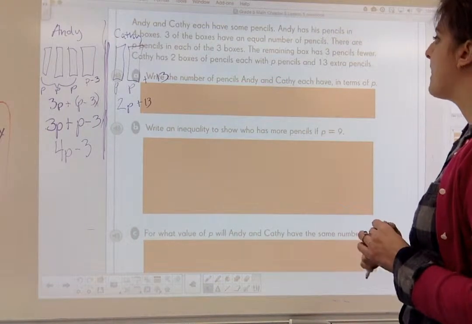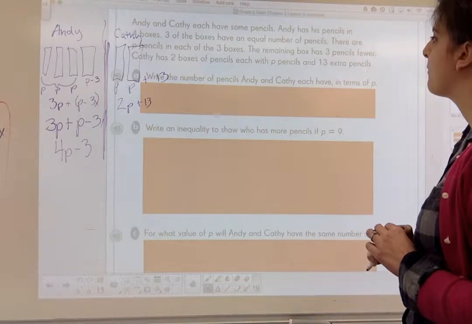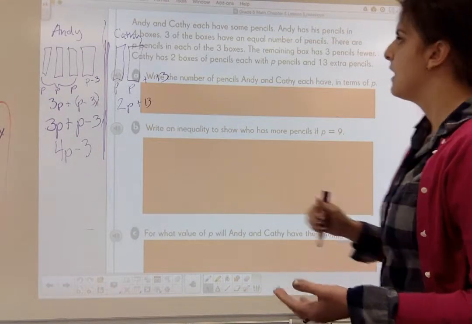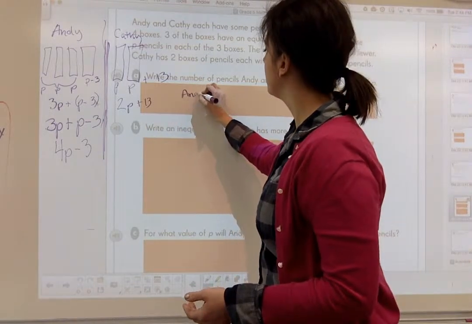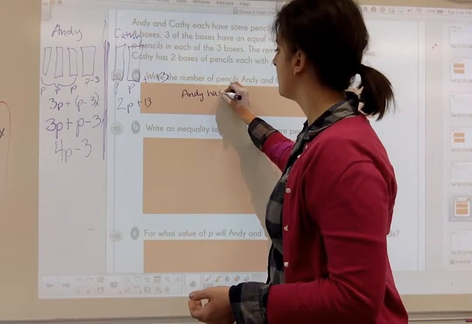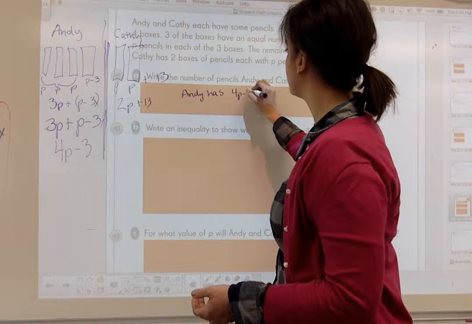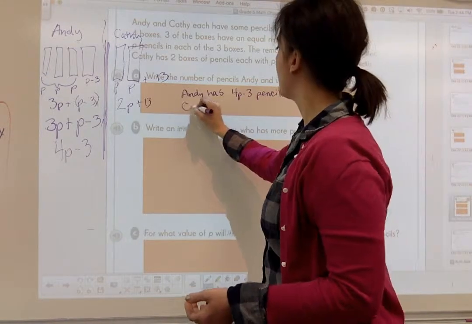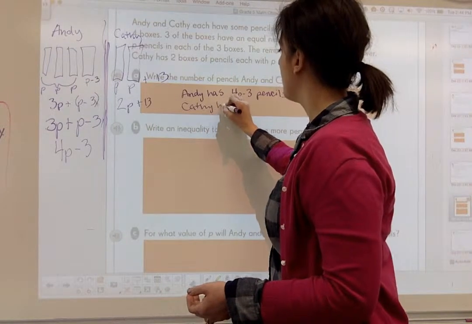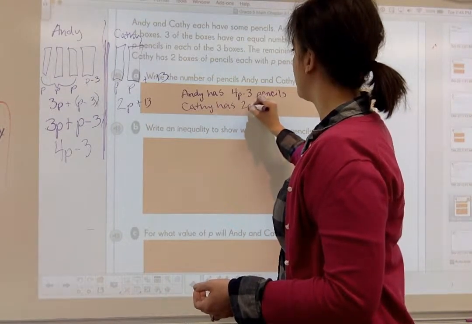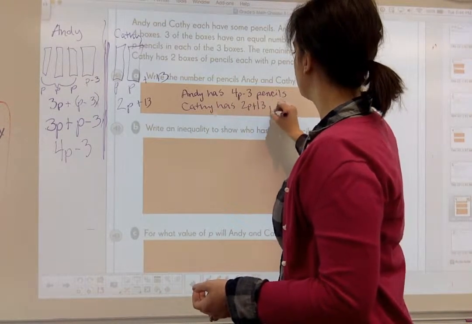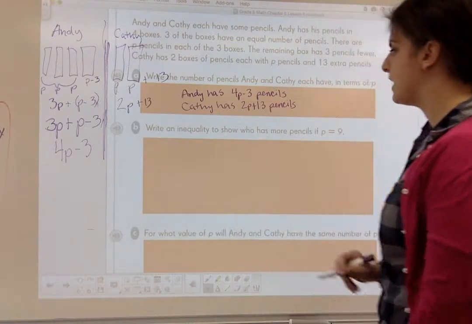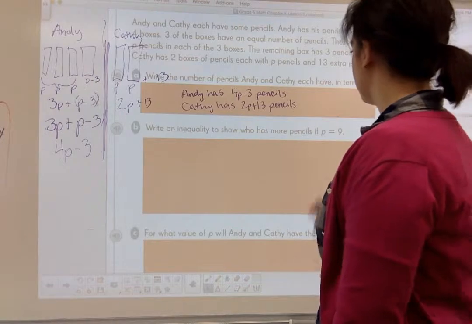So we have to write the number of pencils Andy and Kathy each have in terms of P. Andy has 4P minus 3 pencils. Kathy has 2P plus 13 pencils. Next: write an inequality to show who has more pencils if P equals 9.